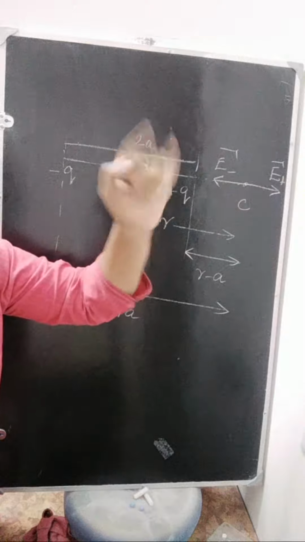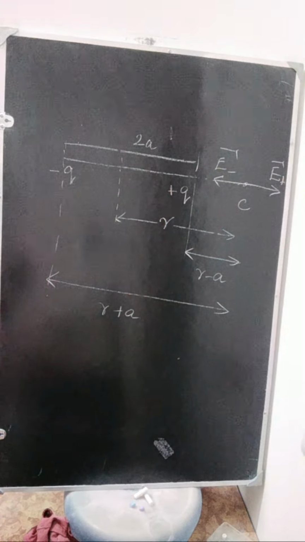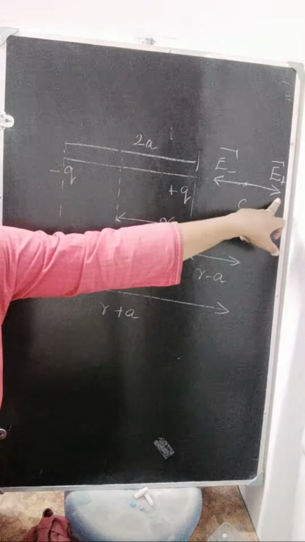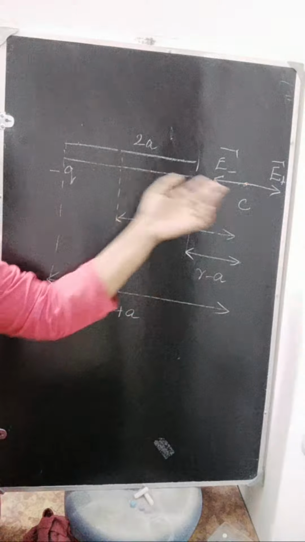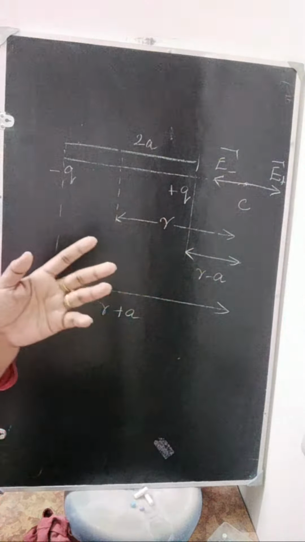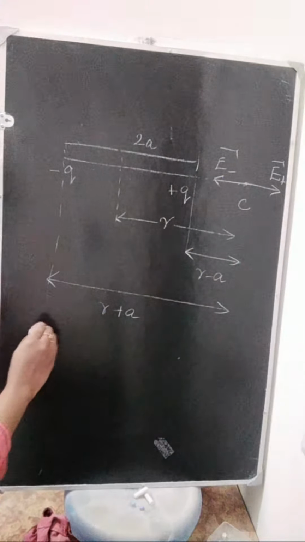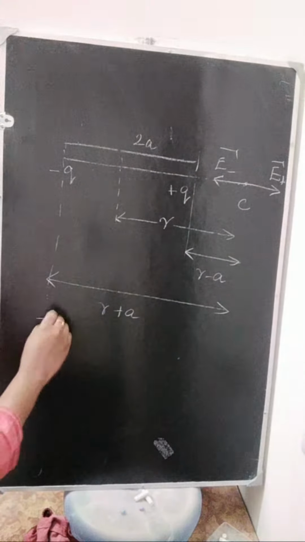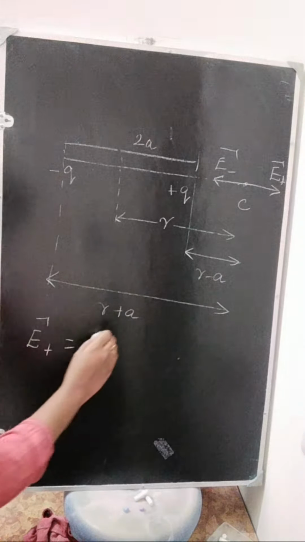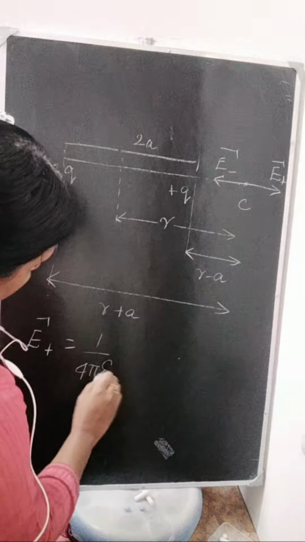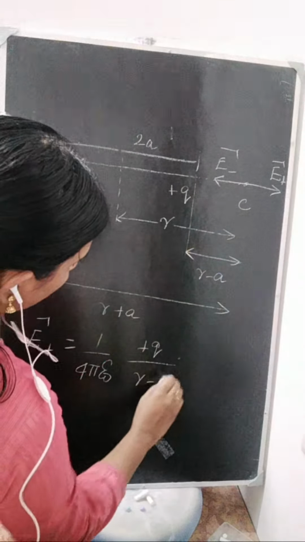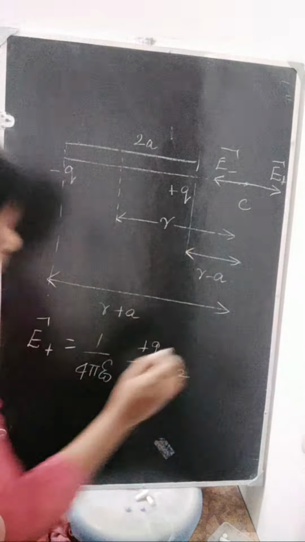So take the direction. If you go for the magnitude, which one will be greater? As the test point is closer to the plus Q, the E plus will be greater compared to the E minus. So E plus always gives you the greater value in this case. So what is the value of E plus and E minus? E plus will be according to the formula: 1 by 4 pi epsilon naught plus Q divided by, what is the distance between both? R minus A the whole square.